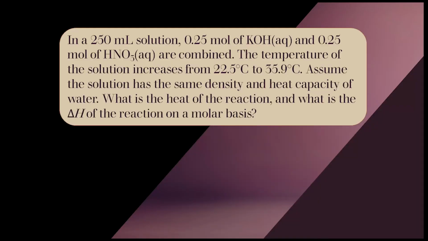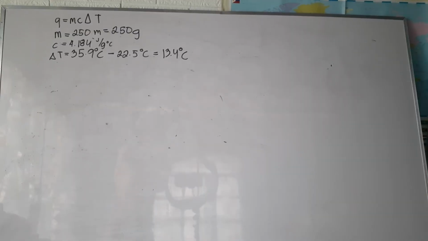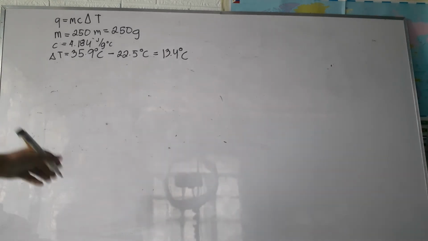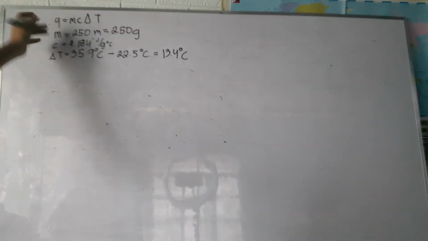Final round. Problem na talaga to. So, last na to. Ayan. So, andyan yung mga given. MC delta T. Alam nyo na siguro kung paano siya kuhanin, di ba? Ayan. So, yan na yun. And then, punta na tayo sa formula niya. So, let's solve for the heat of the reaction.